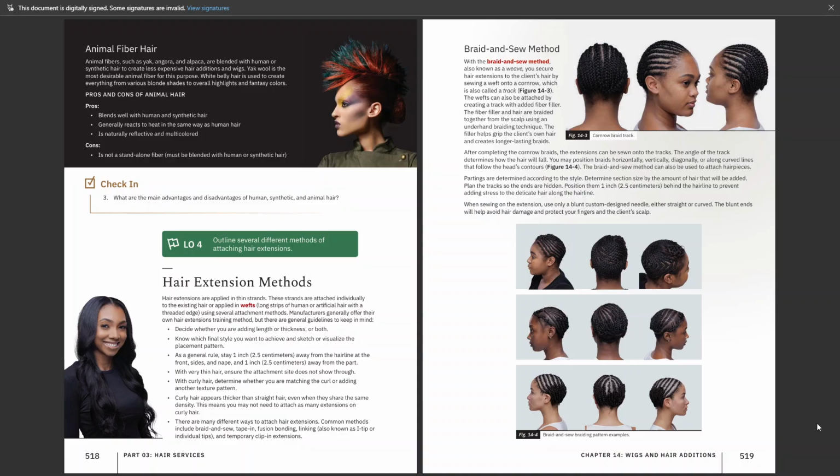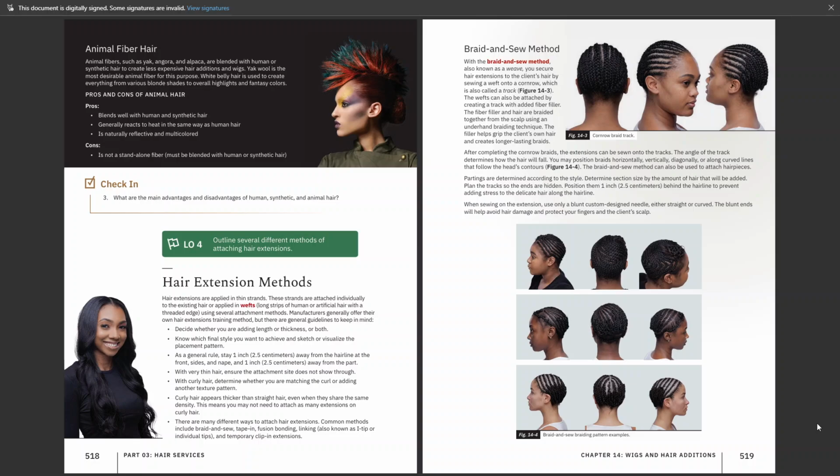There are many different ways to attach hair extensions. Common methods include braid and sew, tape-in, fusion bonding, linking, also known as I-tip or individual tips, and temporary clip-in extensions.